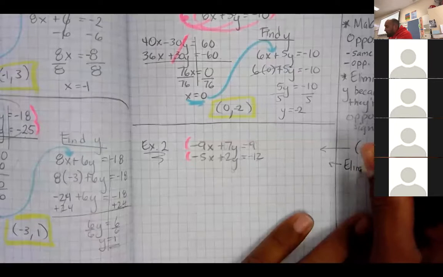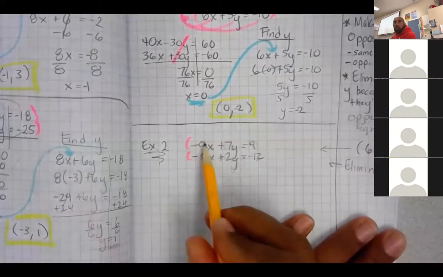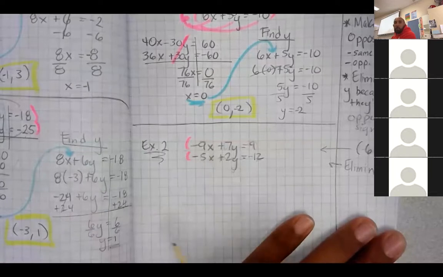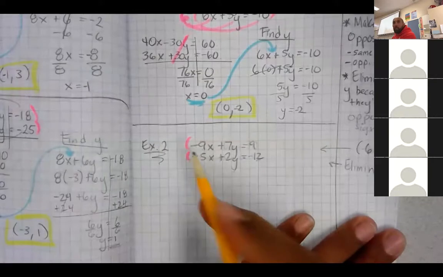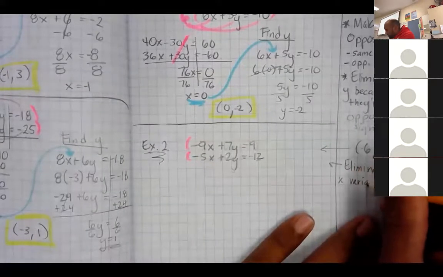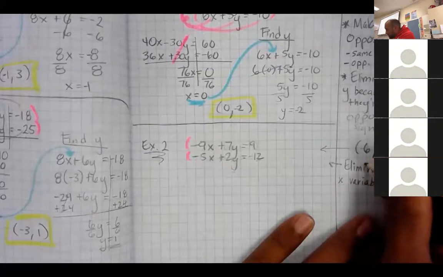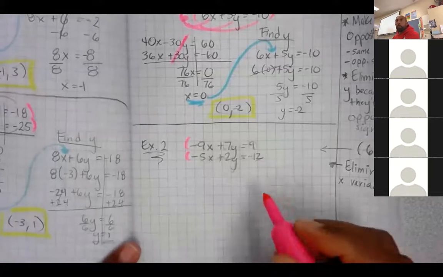Because really, neither one is better than the other. If they're both the same sign and they're both different numbers, then really, it doesn't matter which one you eliminate. So I'm just going to eliminate the first one. Okay, eliminate x variable.